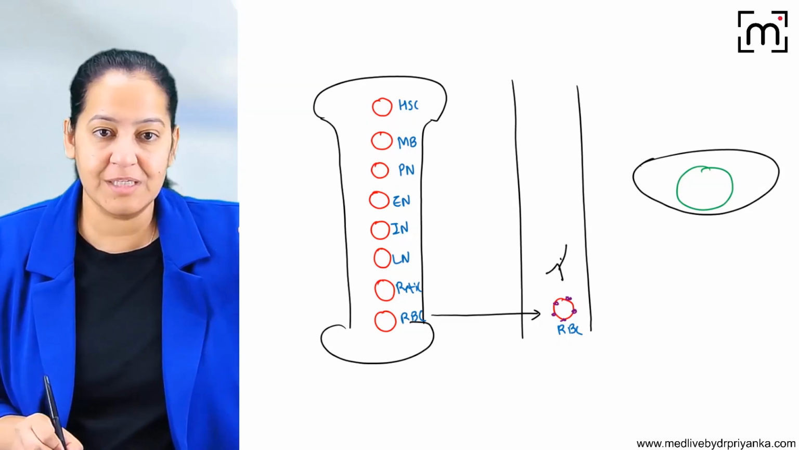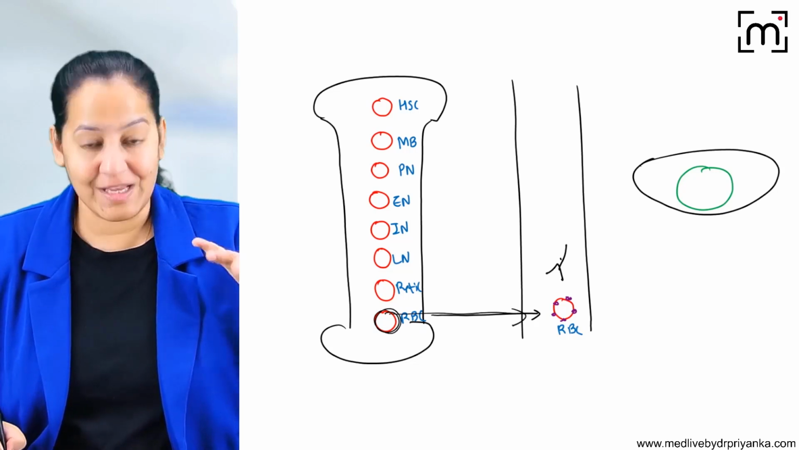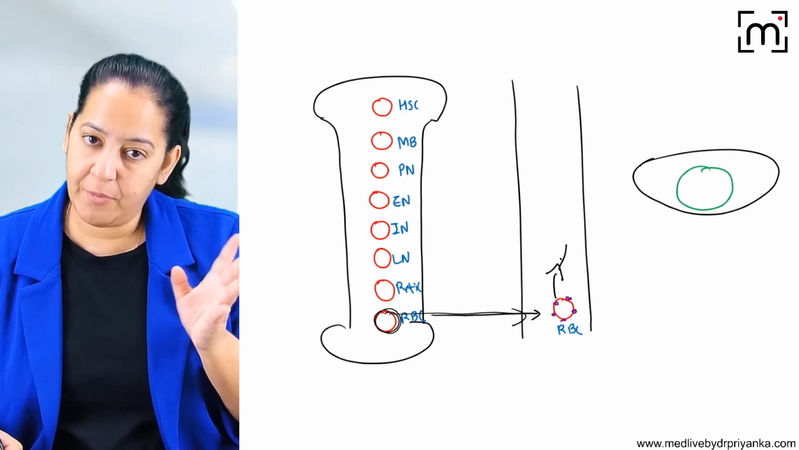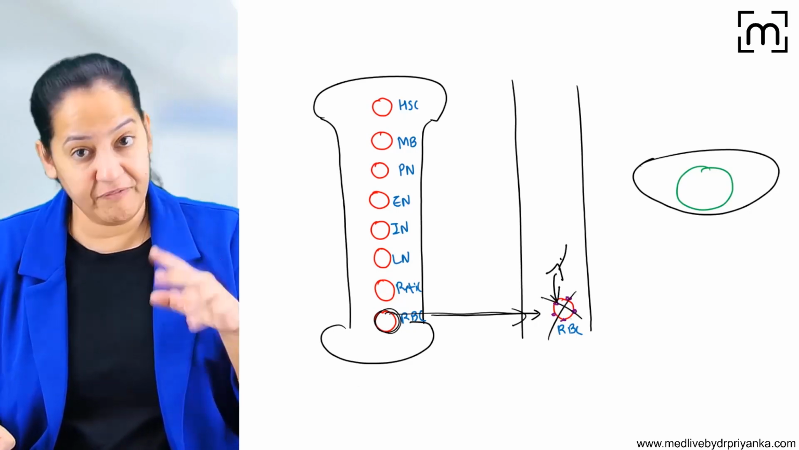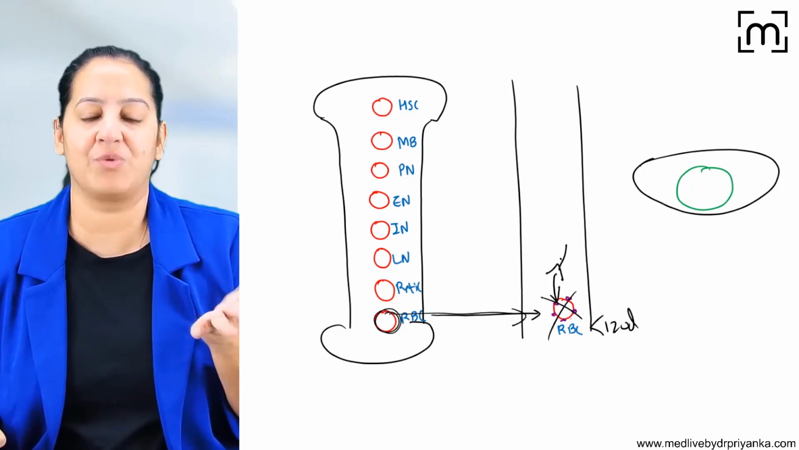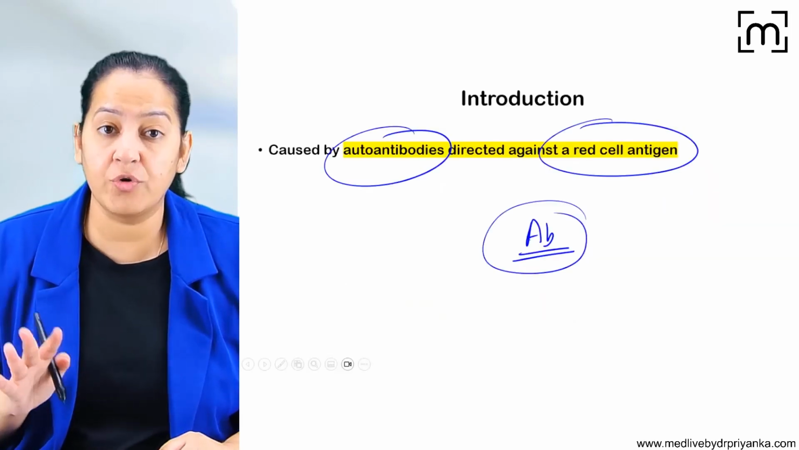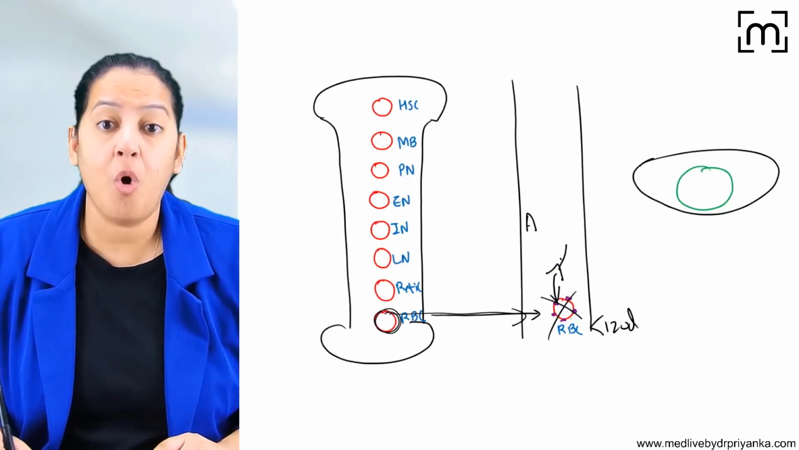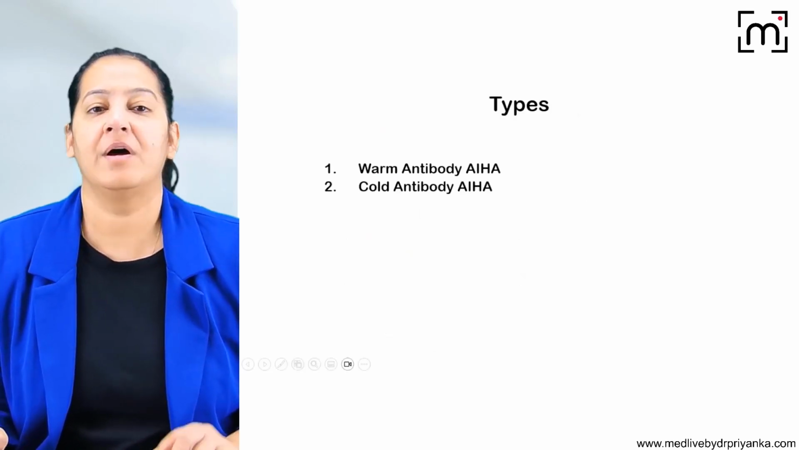As soon as RBC is formed in the marrow and comes into the blood, autoantibodies are already present. These autoantibodies bind with the antigen present on the surface of the RBC and destroy them. So before 120 days, the RBC get destroyed in the blood. That is autoimmune hemolytic anemia, AIHA. Why is it known as AIHA? Autoimmune, because here autoantibodies are formed. It is autoimmune hemolytic anemia.